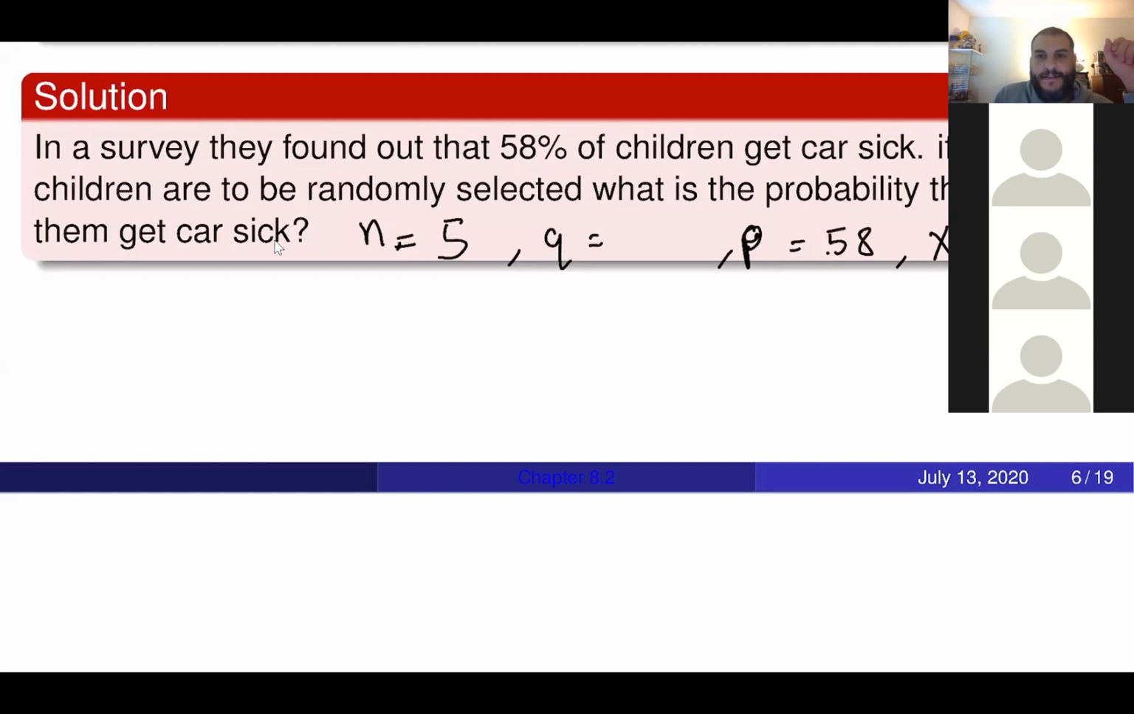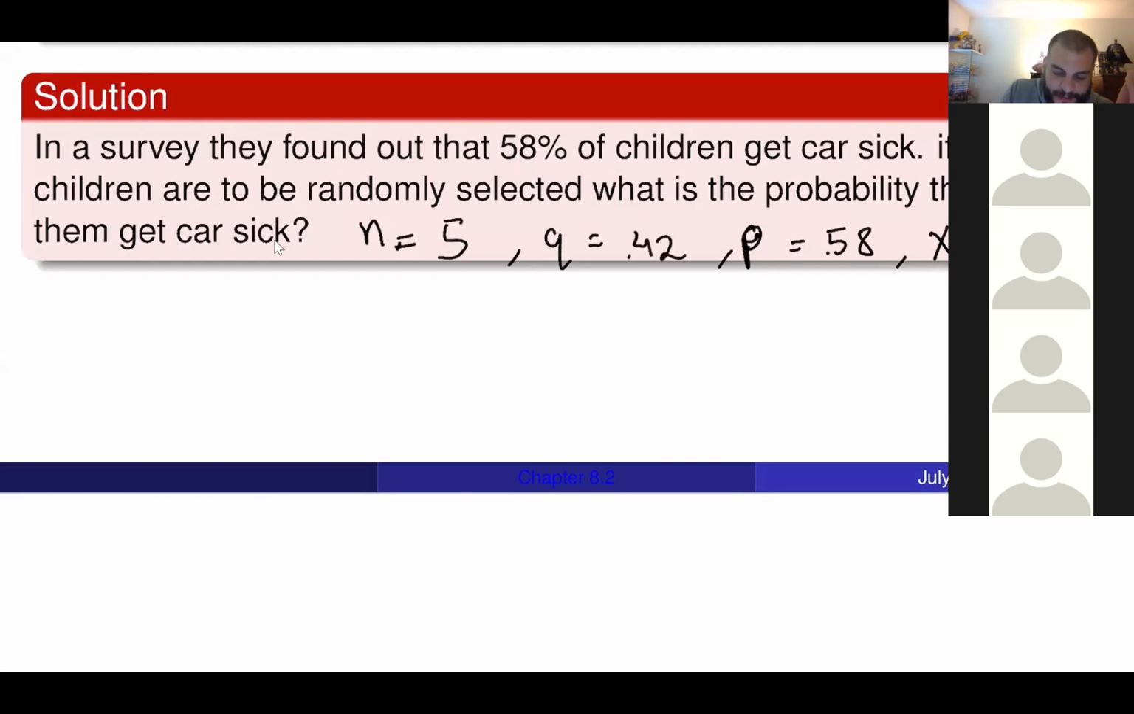0.58. So if the probability a child will get car sick is 0.58, Q will be the probability that they don't get car sick. So that will be 0.42. On the top, I'll put right here 1 minus 0.58, in case you need that little reminder. So we found our P and we found our Q. Just remember, P and Q, when you add them, should always add up to 1. If it doesn't add up to 1, you're most likely doing something wrong.